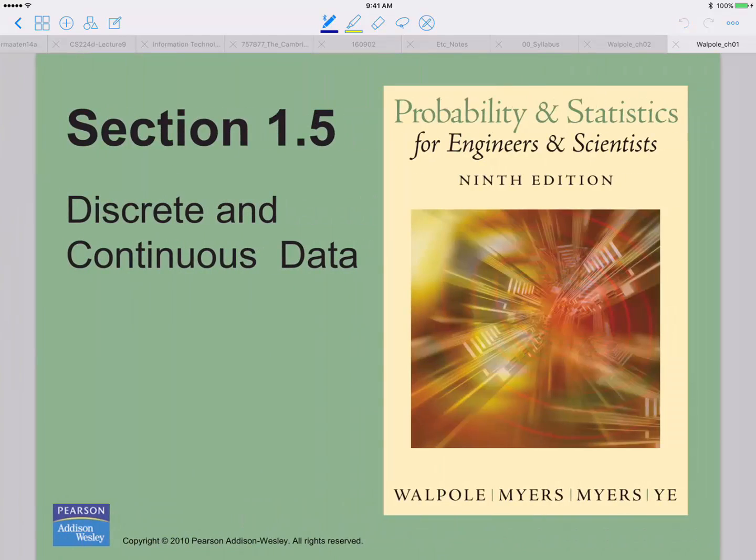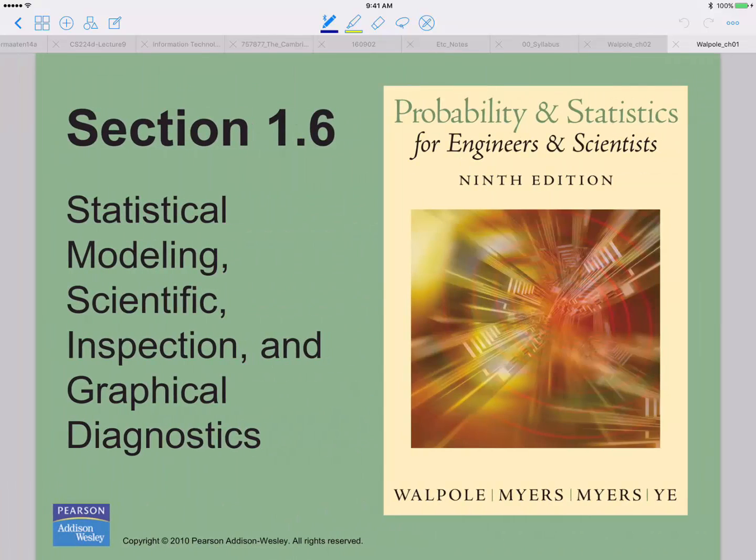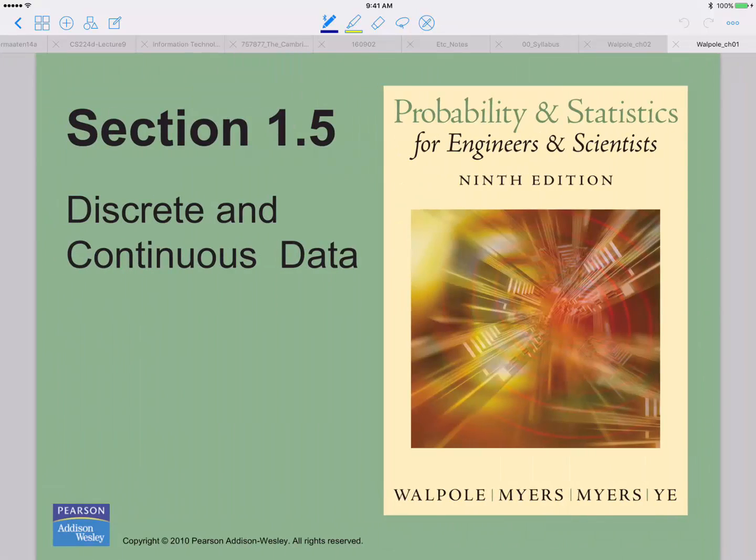Okay, and then discrete and continuous data. So you know what a discrete variable and a continuous variable are, right? For example, let's consider the blood types A, B, AB, and O. Are these values discrete or continuous? Discrete, right? But what about height?